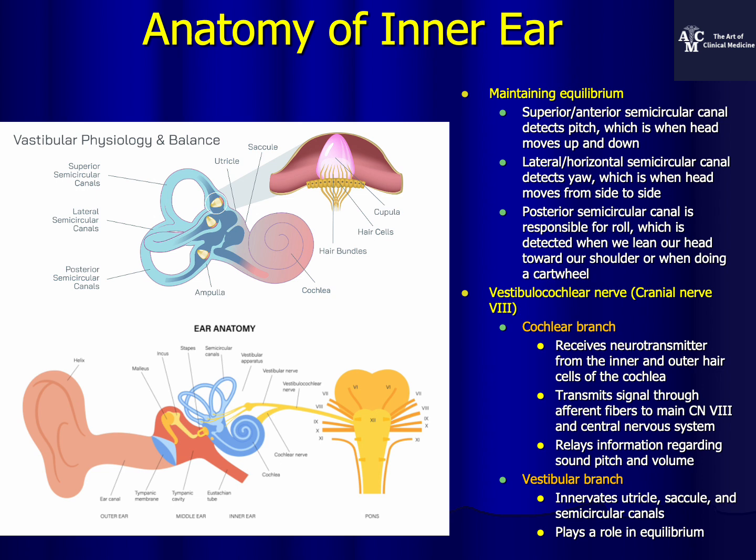The cochlear branch of the vestibulocochlear nerve is involved with hearing from the cochlea. The vestibular branch of the vestibulocochlear nerve, which is cranial nerve 8, is what innervates this utricle, saccule, and semicircular canals, and that is what regulates the equilibrium, the balance between our right ear and our left ear, and the signaling that is coming from both sides and interpreted by the brain.